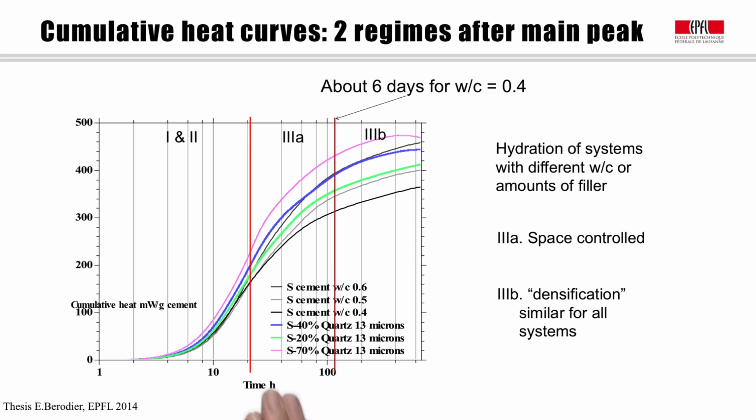And then in the middle here, we see that this is where we get the biggest variation for all these different systems. What we've really done in these different systems is vary the amount of space available for the hydrates to deposit in. This is why we call this middle regime, which I've called 3A here, the space-controlled regime. Basically what this means is that hydrates are continuing to form until they've used up all the easily available space. And this occurs around about 6 days for a water-cement ratio of 0.4.